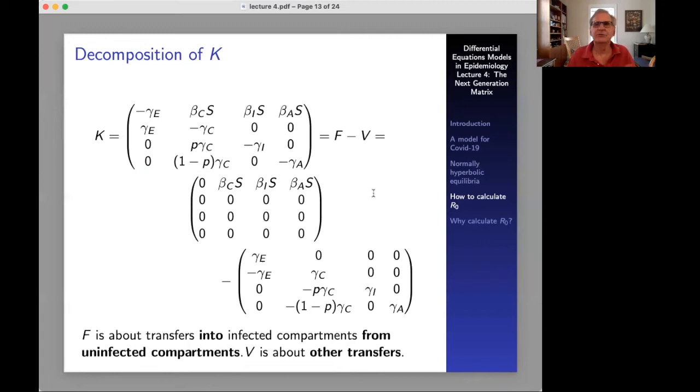How did I decide what to include in F and what to include in V? F is all the terms that have to do with transfers into an infected compartment from an uninfected compartment. In this case, there'll always be transfers into an infected compartment from the susceptible compartment. V has to do with all other transfers, transfers between two infected compartments or transfers out of the infected compartments altogether. In our model, that would be to the removed compartment.